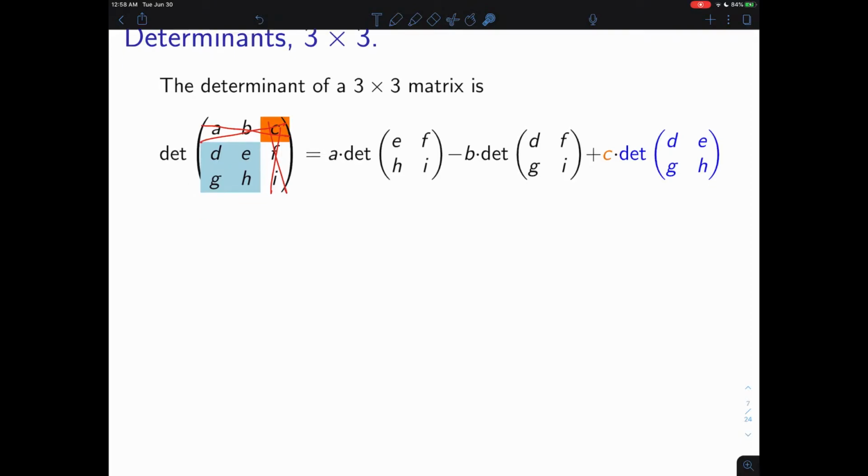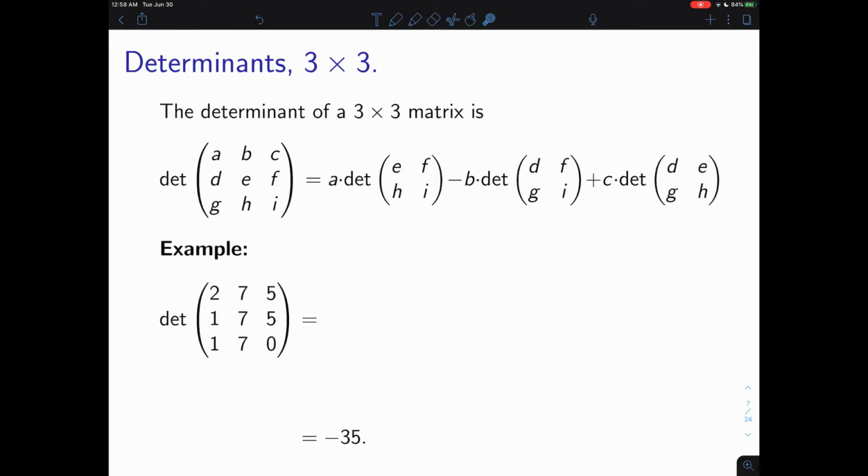It's true. Let's do an example with numbers. So let's do the determinant of the matrix with rows 2, 7, 5, 1, 7, 5, and 1, 7, 0. If you want to try it yourself, you can just pause the video and try it and see if you get minus 35 as your answer. But let's go through it together step by step.